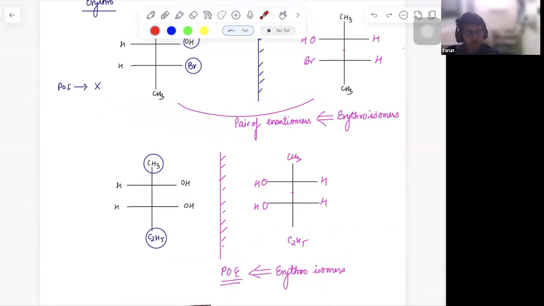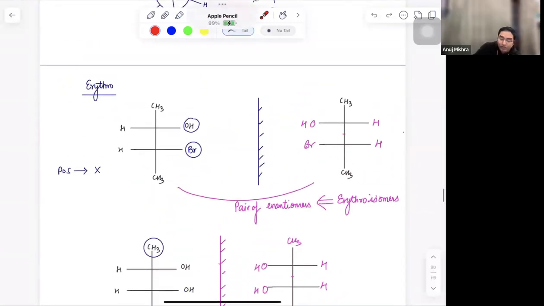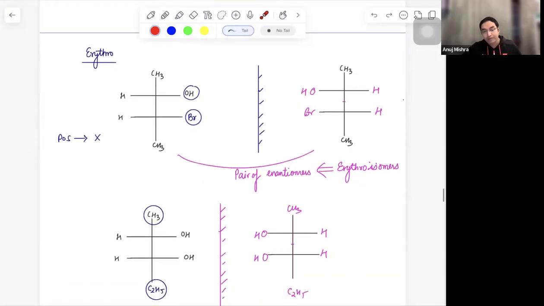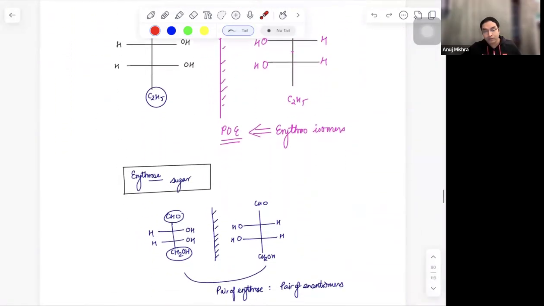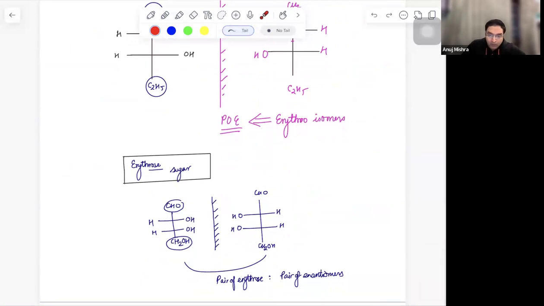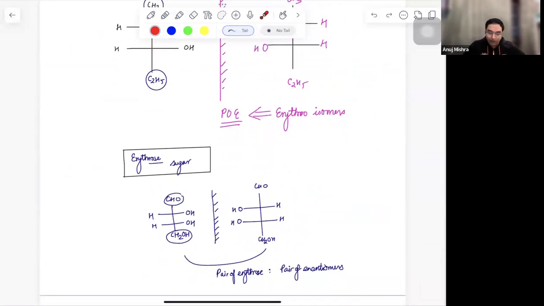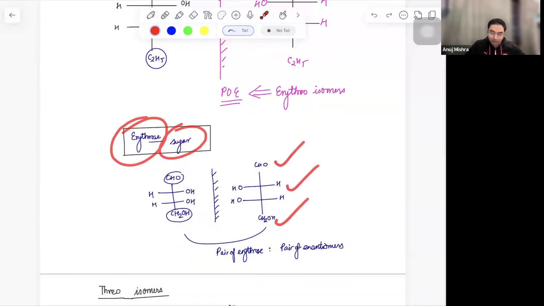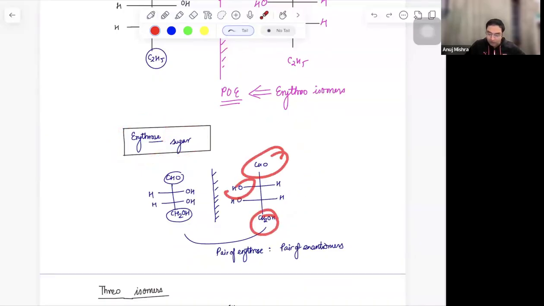Check this example. It's not the same compound. Since it is not the same, it is one less than meso. I'll call it erythro. So these are erythro pairs. These are pairs of enantiomers which are called erythro pairs. Is it optically active? Yes, it is optically active. There is a compound called erythrose in sugar, which is the reference for this name. This is the structure. CHO, CH2OH, HO, HO, H H.